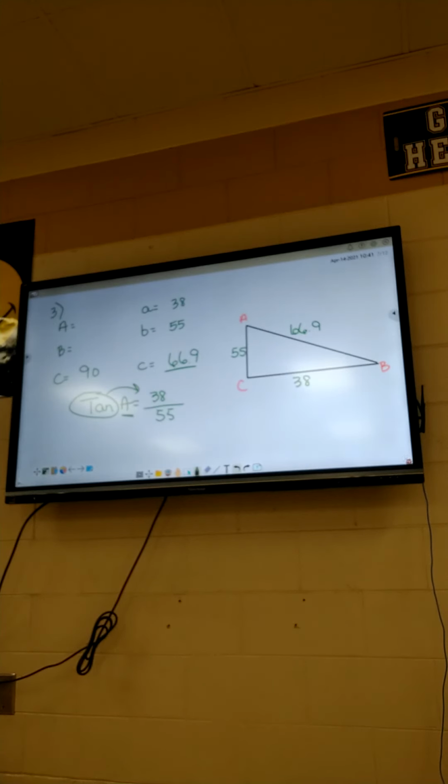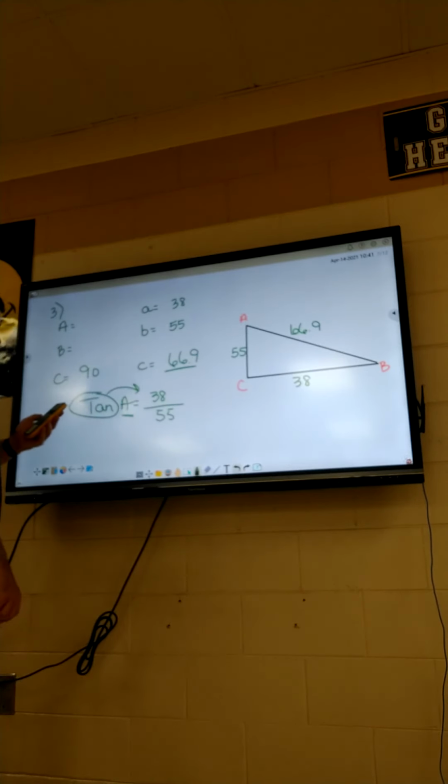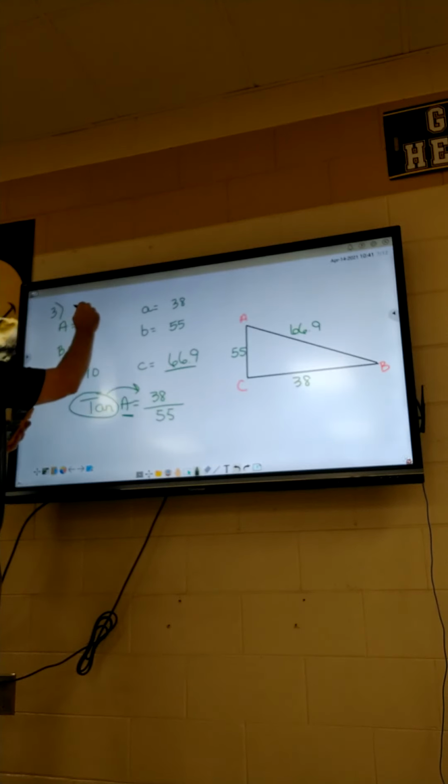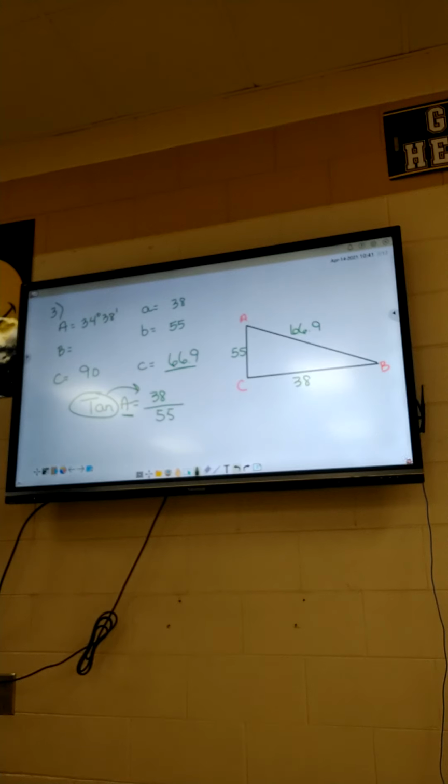Did you get 34 and 38? Second, tangent inverse of 38 over 55, 55 degrees. All right, I got 34, 38. Y'all can check that, and when y'all get the answer for the other one, let me know what you got. 55 and 21. 55 and 21.